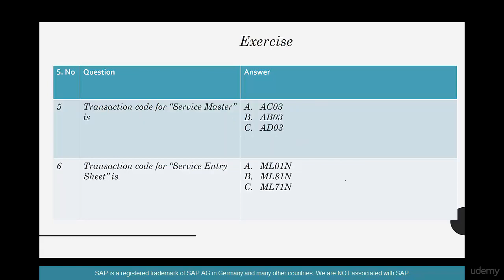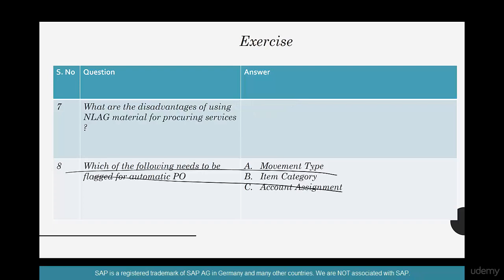Number 5, transaction code to create the service master, AC03. Transaction code for service entry sheet is ML81N. And like I said, just go refer to your IDES system for transaction codes.